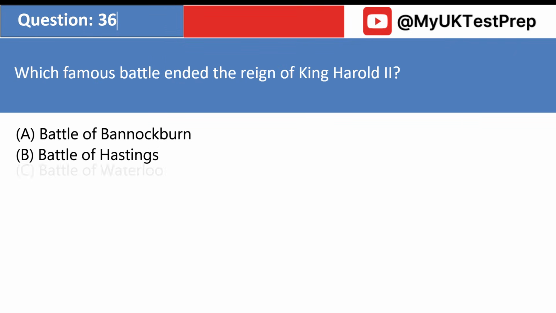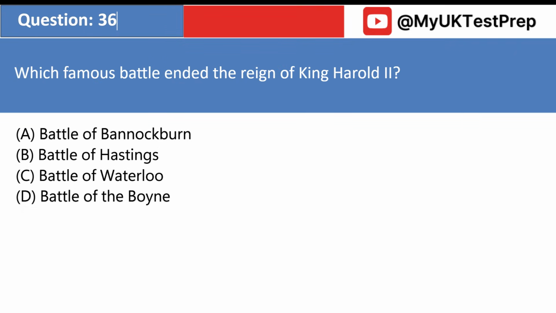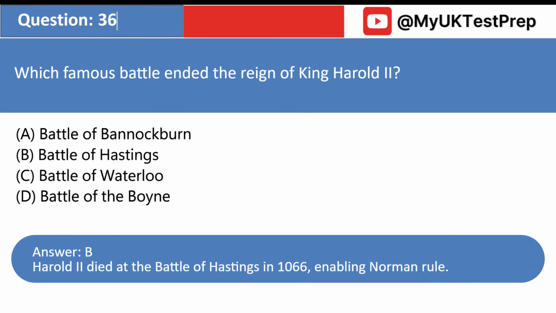Which famous battle ended the reign of King Harold II? A. Battle of Bannockburn. B. Battle of Hastings. C. Battle of Waterloo. D. Battle of the Boyne. Answer, B. Harold II died at the Battle of Hastings in 1066, enabling Norman rule.